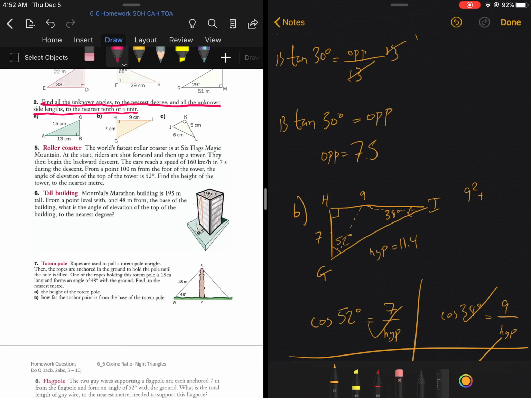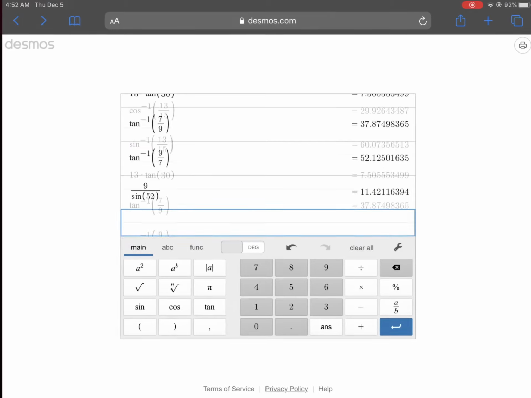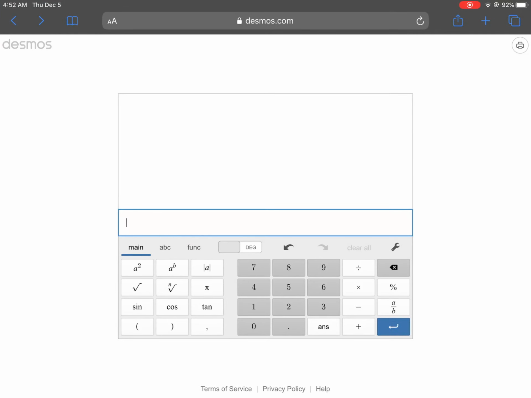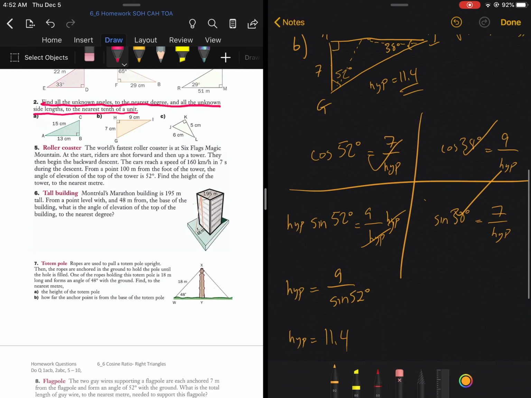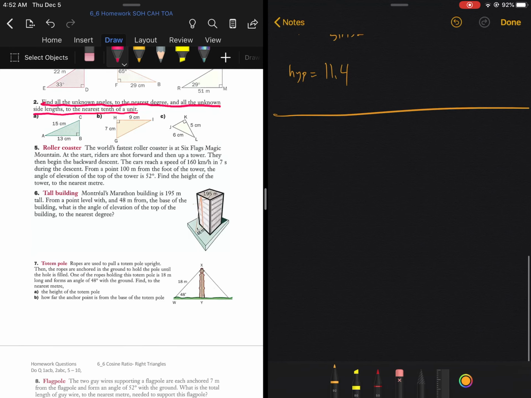Now, let's compare that to the Pythagorean theorem. 9 squared plus 7 squared, take the square root, equals hypotenuse, right? Let's try that. 81, that's 9 squared, plus 49, 7 squared, equals, square root, the answer, 11.4. Is that what I got? Yes, it is. So we can feel pretty confident that it's giving us the same answer.